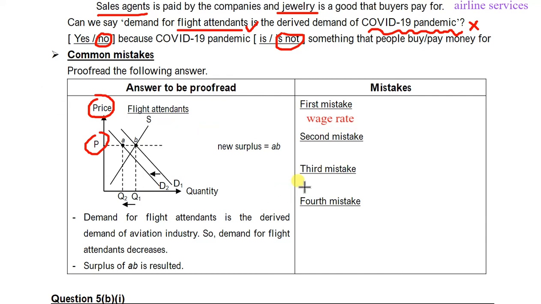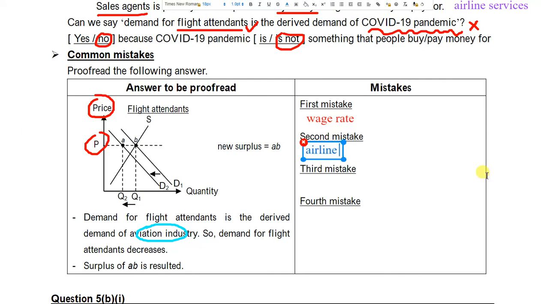And where is the second mistake? The second mistake, as I've just mentioned, is in the sentence about derived demand, where they should be something that people purchase. I guess nobody is purchasing the industry. Buying the whole airline industry? It is ridiculous to say something like that. So it should be the airline tickets or the airline services.